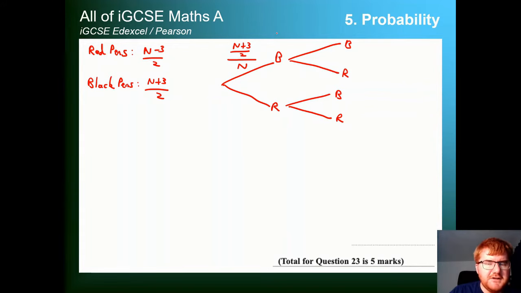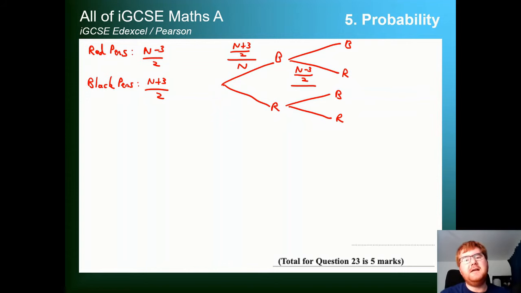Now, given we've already chosen a black pen, what's the probability of choosing now a red pen? Well, we have (n minus 3) over 2, so the number of red pens, divided by the total number of pens in the bag. Well, we've already taken a black pen out of the bag, so the total number of pens now is n, the total at the start, minus 1, because we've already taken a black pen.